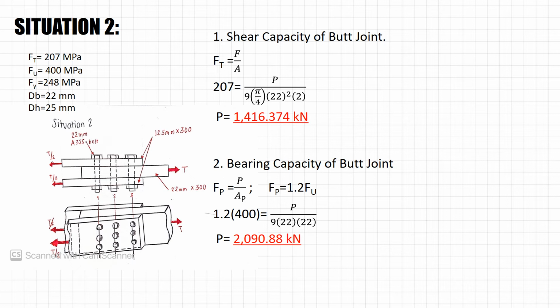So number 2, bearing capacity of butt joint. So FP is equals to P over AP. Yung FP natin, di ba, equal siya sa 1.2 FU. So FU gagamit natin. So 1.2 multiply by 400 equals P over 9 multiply by 22 multiply by 22. Yung 22 na to is yung diameter ng bolt natin multiply by thickness ng ating plate. So P is equals to 2090.88 kN.